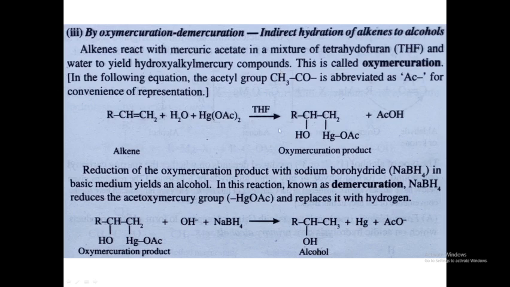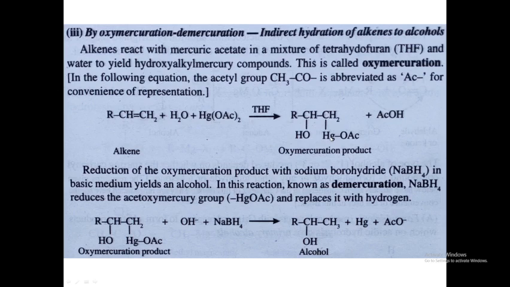The scheme is shown here. Alkene RCH=CH2 is reacting with water and THF mixture, mercuric acetate Hg(OAc)2, and then we get the oxymercuration product RCHOH CH2HgOAc. Here what happens is the hydroxy part has added to this carbon atom, and the mercuric acetate part has added to the other carbon atom of the alkene. This product is what is called the oxymercuration product.